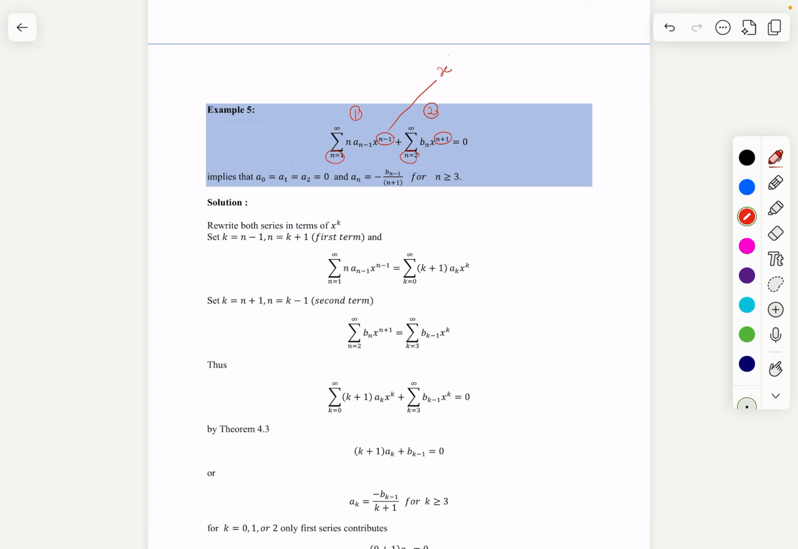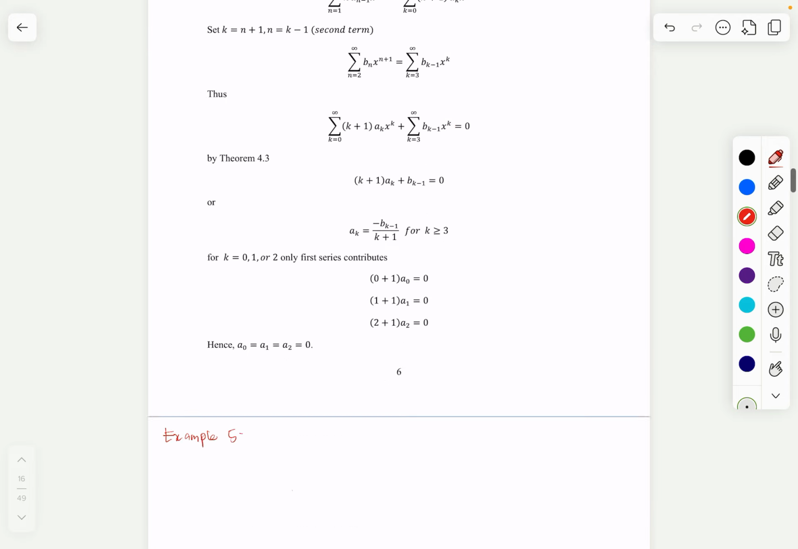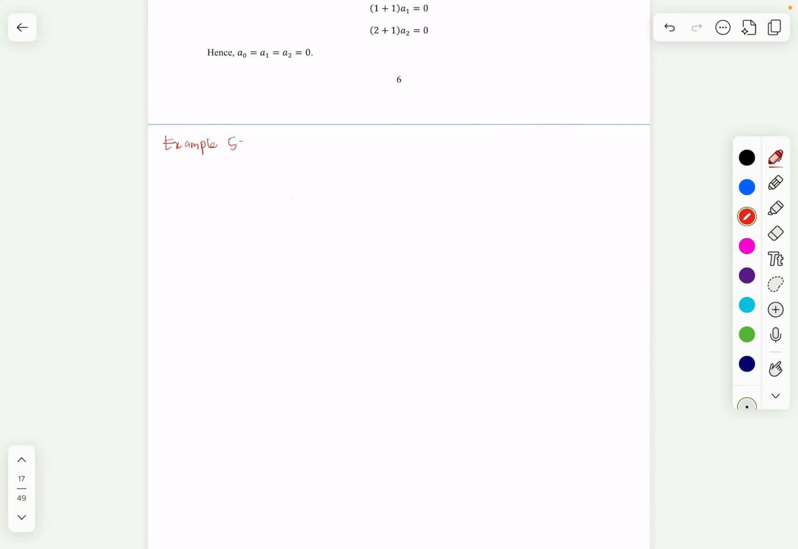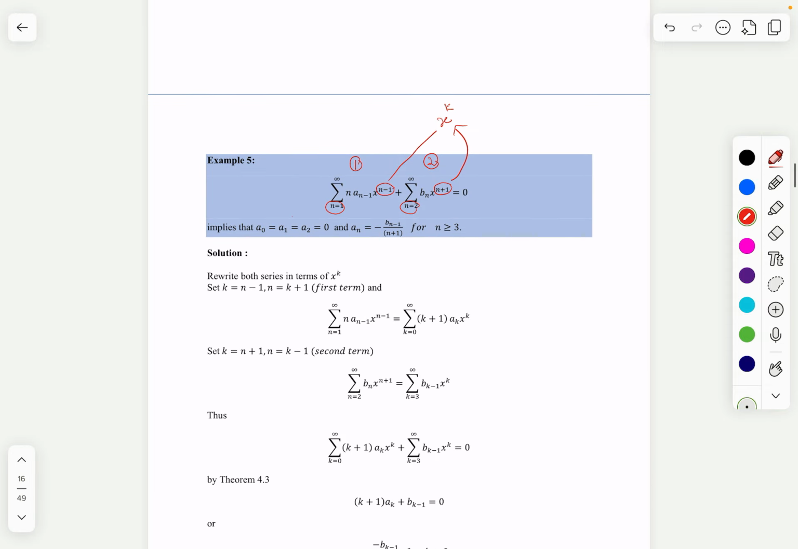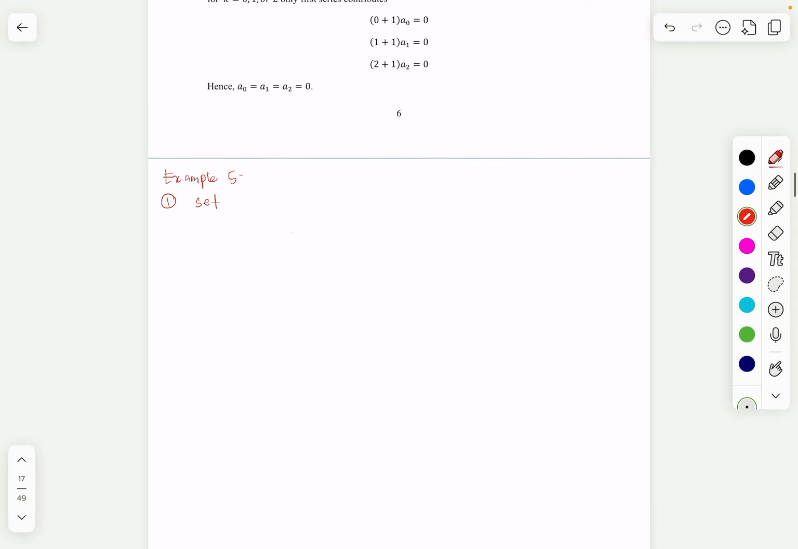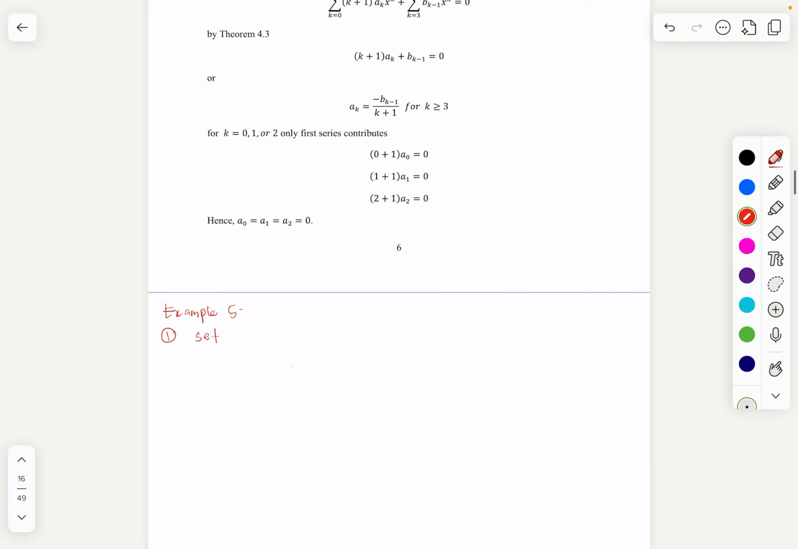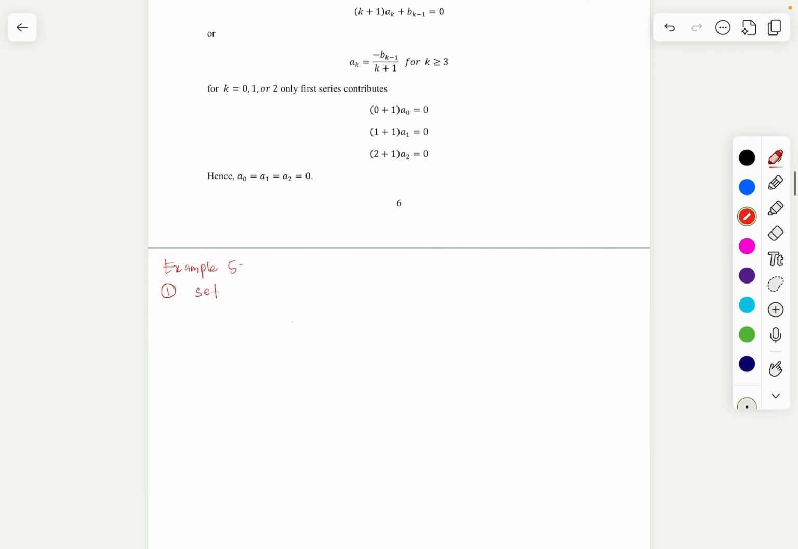to become the power of just one number. Okay, let's say x to the power of k. The same goes for the second part of this series. To do that, I do this for the first part. We need to set based on the power of the x. So I want to set k equal to n minus 1, because I want that n minus 1 to become just one letter, which is k. So I set k equals to n minus 1.